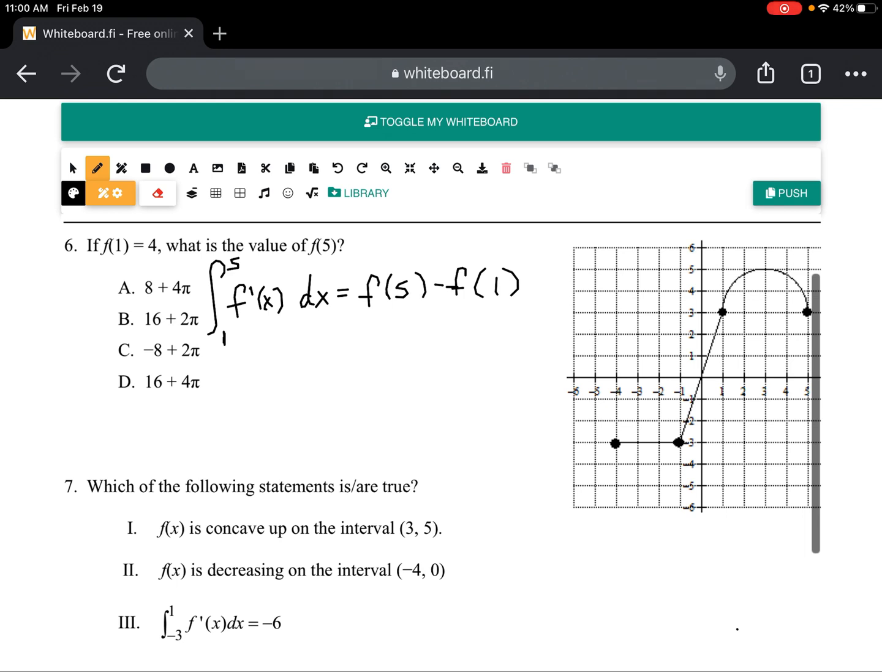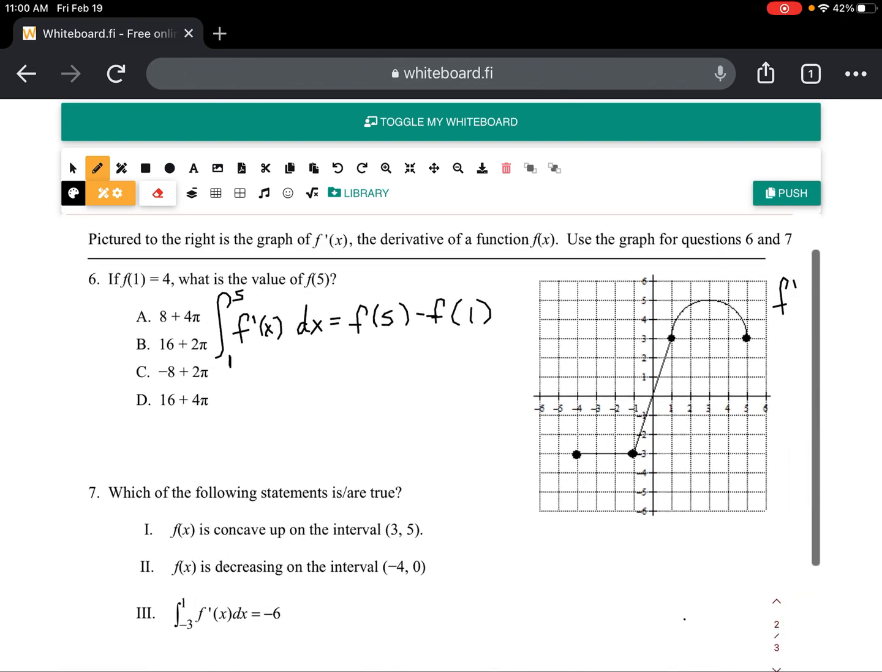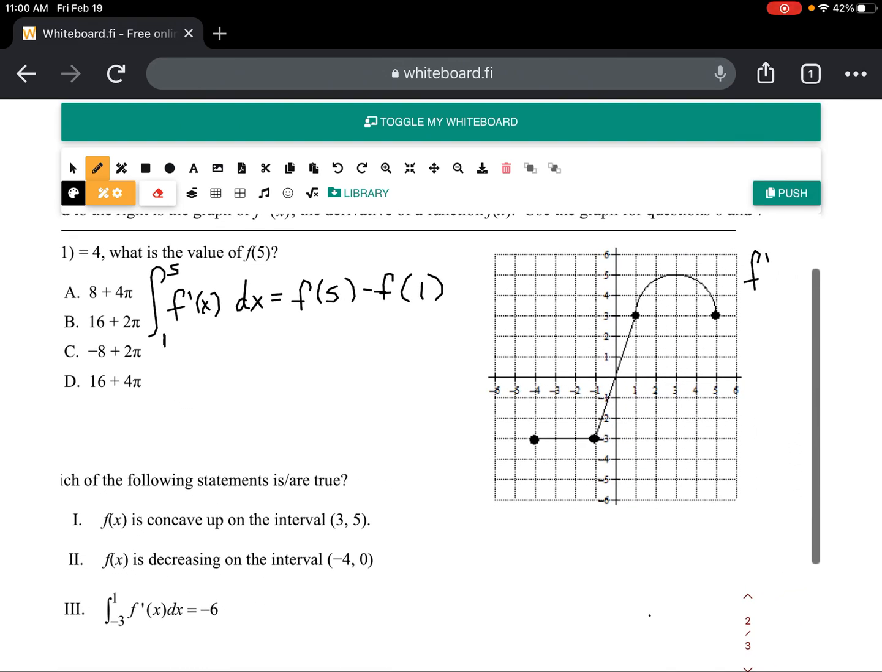Okay, the left-hand side, the integral of f prime from 1 to 5. We're not given a function to take an integral from. We're given a graph of the function. So we're going to find an area. This is the area under f prime of x between 1 and 5. So I draw between 1 and 5 on the x-axis and then draw up until we get to that function, which was f prime. And we need to find this area.